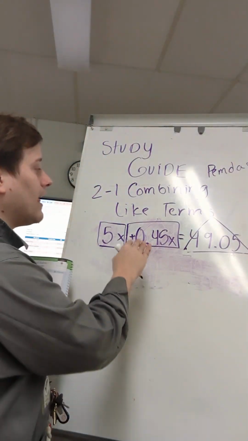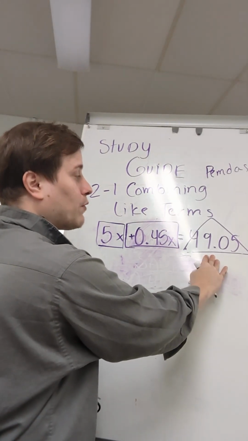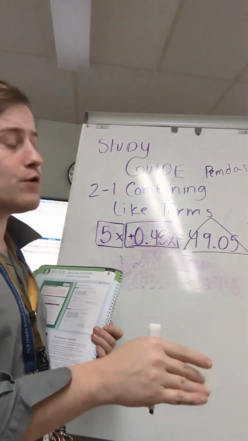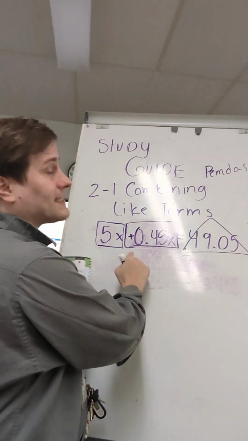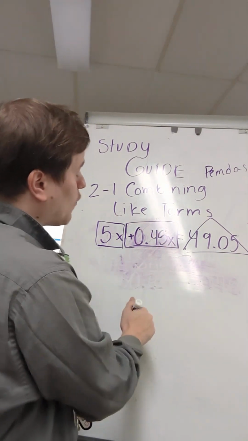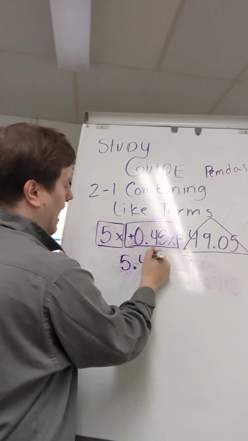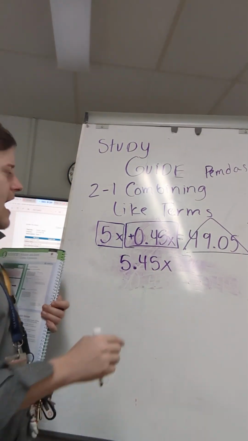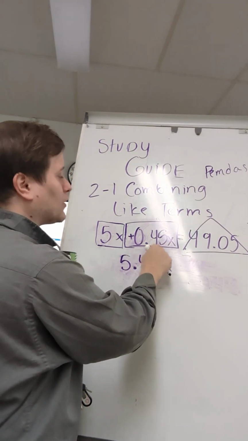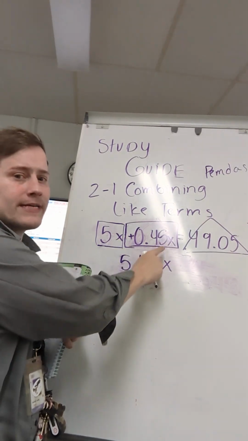So we know this 5x, this 0.45x, and this 49.05 will not plus or minus if they don't have the same variable. Now we do notice on this side that 5x and 0.45x have the same variable, so we can just add them together. Notice what I just did. I added 5 plus 0.45. I didn't add the x's together.